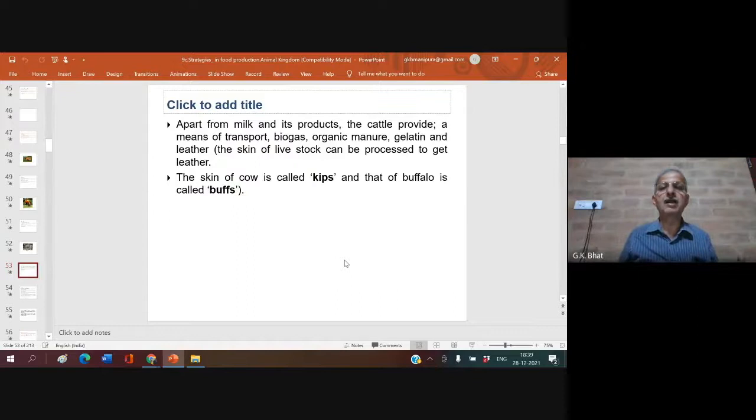Apart from milk and its products, cattle provide a means of transport, biogas, organic manure, gelatin, leather. You know, if at all you are eating ice cream, invariably in the ice cream, this is gelatin. Cattle gelatin is used. So be careful to say that I am strictly herbivore, I am strictly vegetarian. The skin of livestock can be processed to get leather. The skin of cow is called kips, and that of buffalo is called buff. And these are used in preparing drums and all.